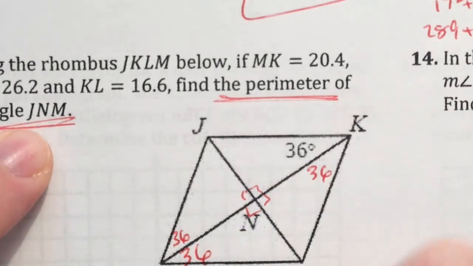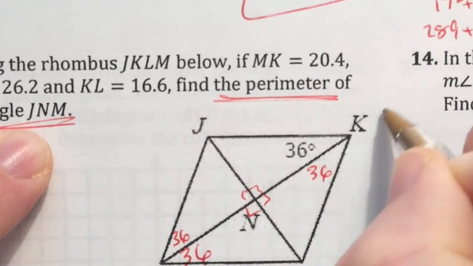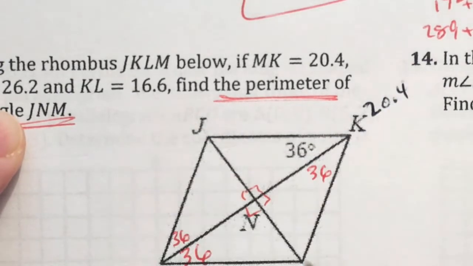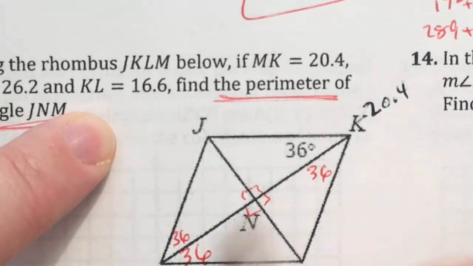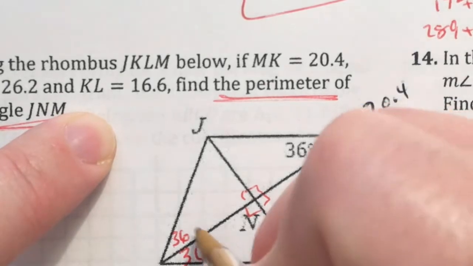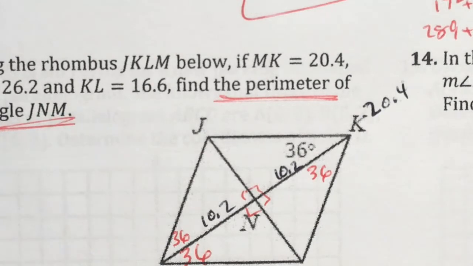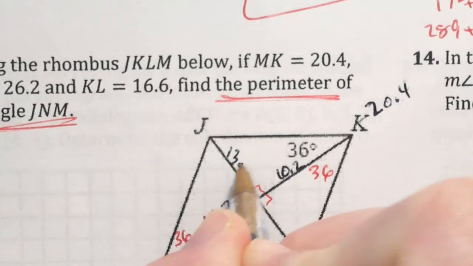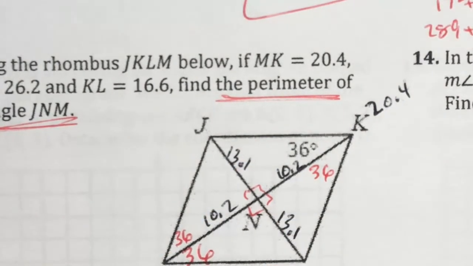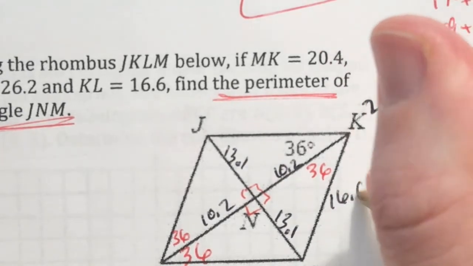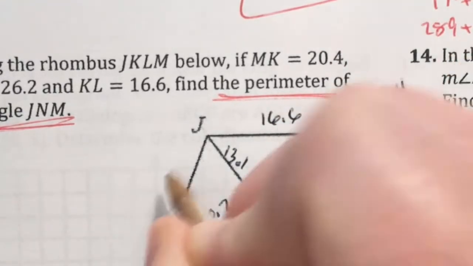So we have M to K, all of that is 20.4. And they said J to L, that's the whole shebang, is 26.2. I know that these got cut in half, so 20.4 would really be 10.2 and 10.2, and 26.2 would be 13.1 and 13.1. All right, sweet. And they said K to L is 16.6, so that means all of these are 16.6.